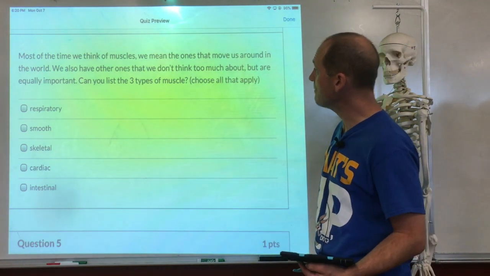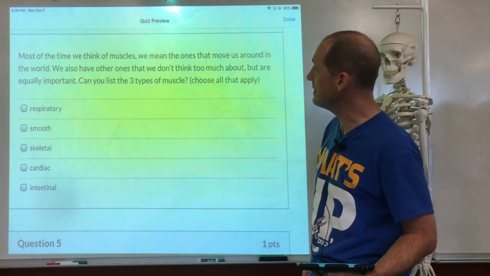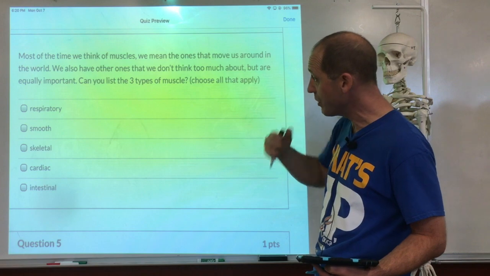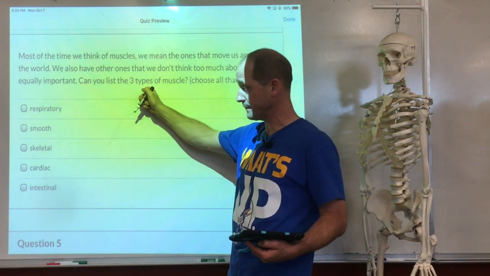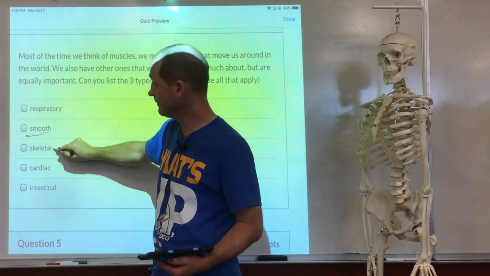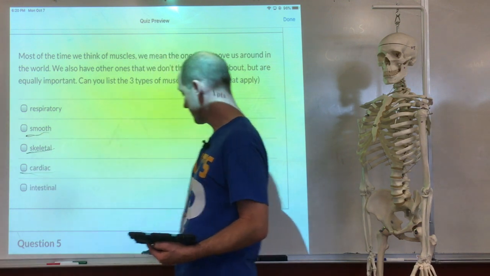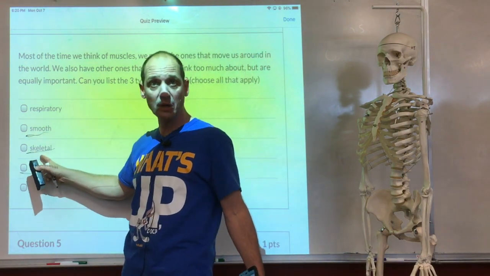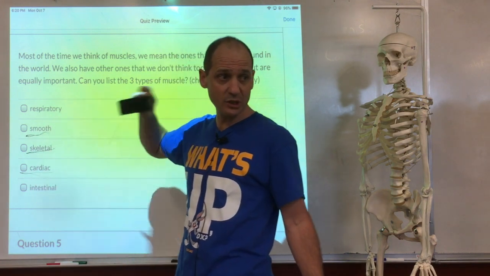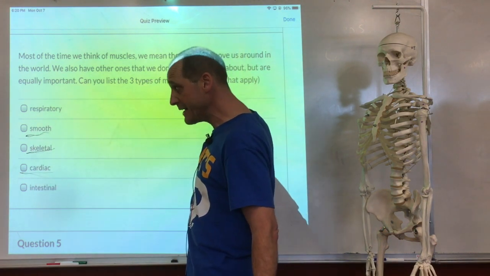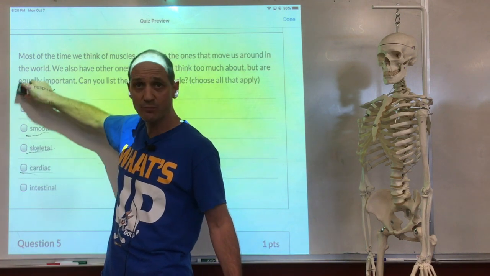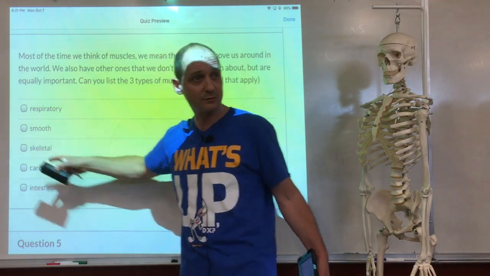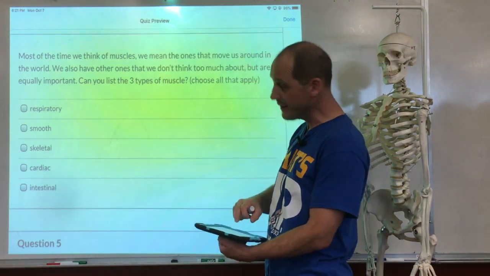Most of the time when we think of muscles, we mean the ones that move us around in the world. We also have other ones that we don't think too much about, but are equally important. Can you list the three types of muscles? Smooth, skeletal, and cardiac. Respiration happens because of skeletal muscle, actually. So that's a brain question, how we activate those muscles. And intestine stuff happens because we have smooth muscle. So when we hear our stomach growling, it's smooth muscle that growls, and other stuff that goes around in there, the liquidy stuff.